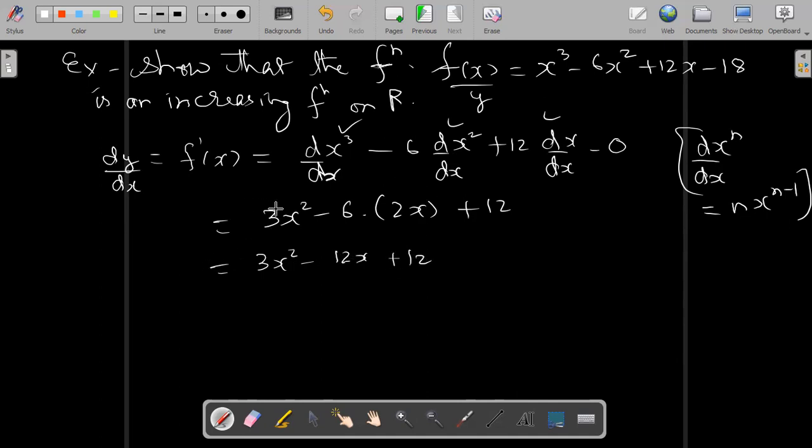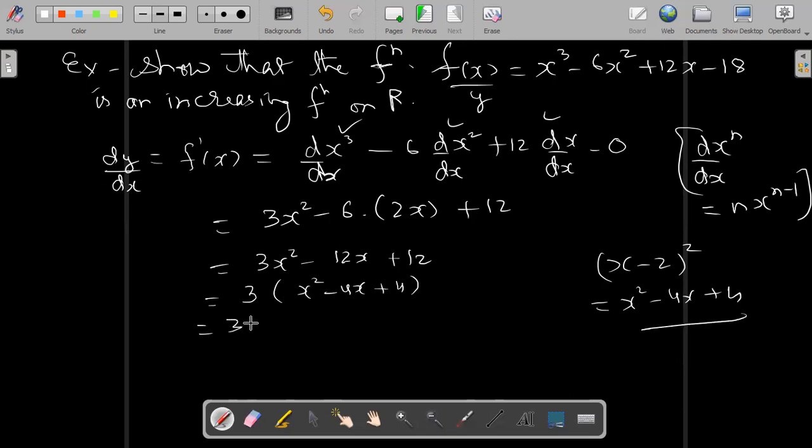Now how can we check whether it is positive or negative? If we can make a whole square, the square is always positive. So here if you take 3 common, you have x square minus 4x plus 4, and this x square minus 4x plus 4 is the whole square of x minus 2. If you expand x minus 2 whole square, you get x square minus 2 into 2 is 4x plus square of 2 is 4. So this is the same. So we can write 3 into x minus 2 whole square.